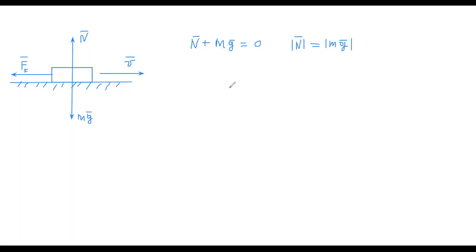and according to friction law, or law of friction, friction force of friction can be calculated as mu multiplied by N, where mu is constant.